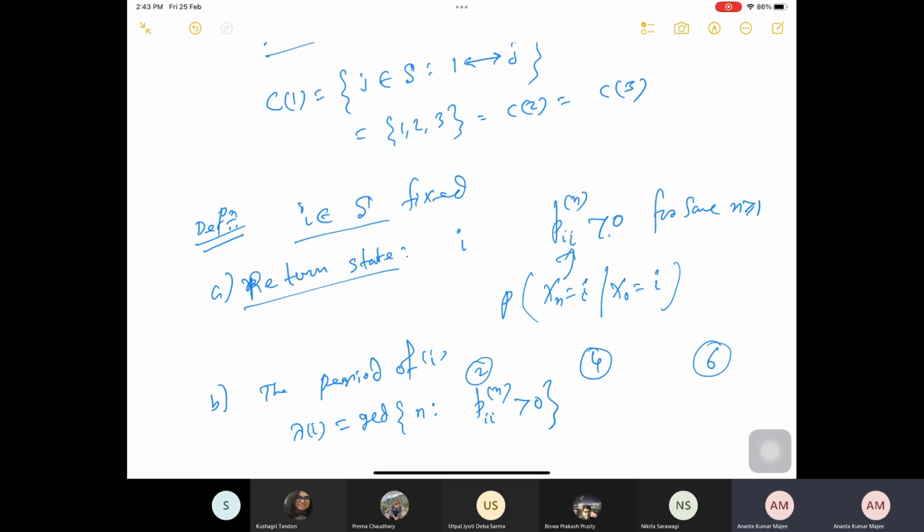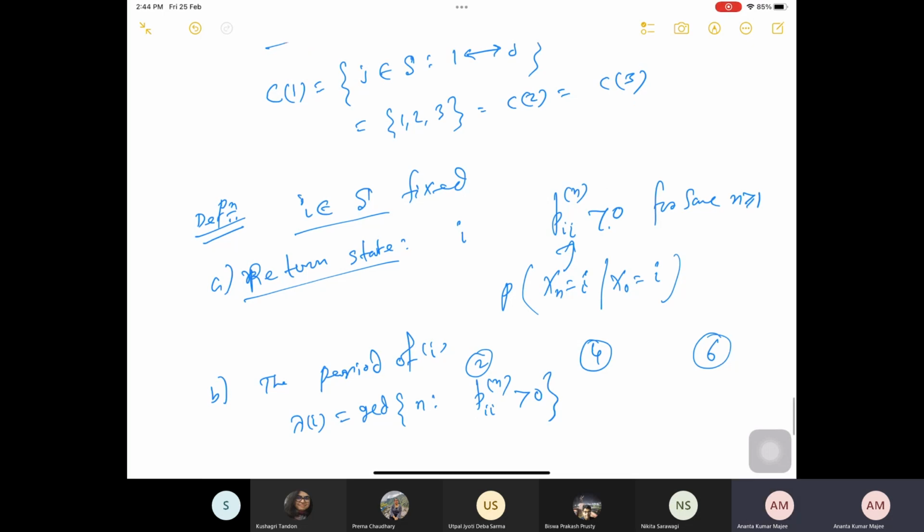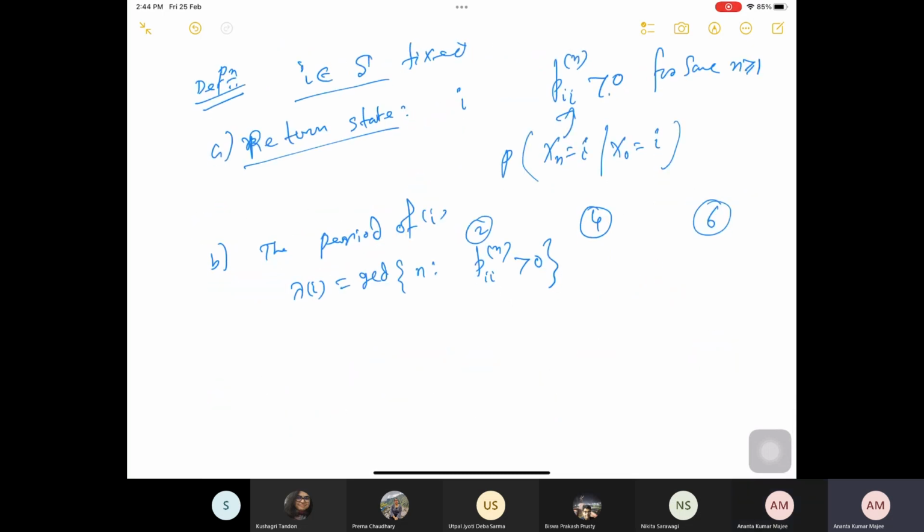So maybe you are coming here. So first time actually you reached. That is something like that. Lambda I, which is not the first time. Sorry, this is the GCD of that part. Okay, that is the period. So as I showed, the 2, 4, and 6. So now you see that the GCD should be 2.